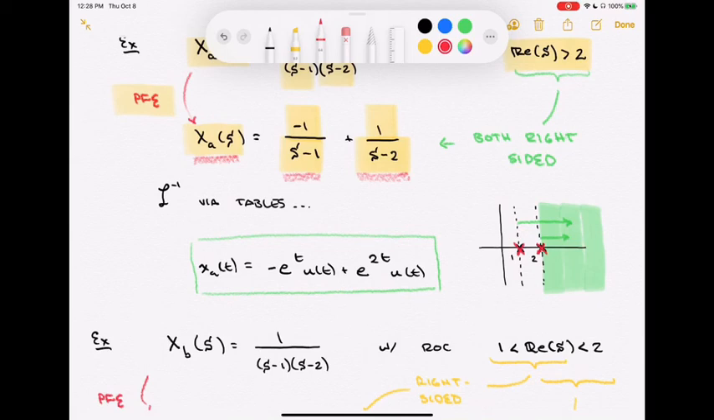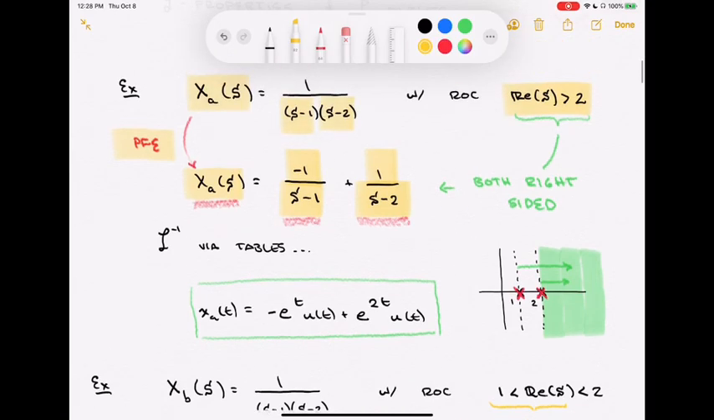And so again, I'm going to take a look at my original region of convergence. The region of convergence here said that the real part of s is greater than 2.